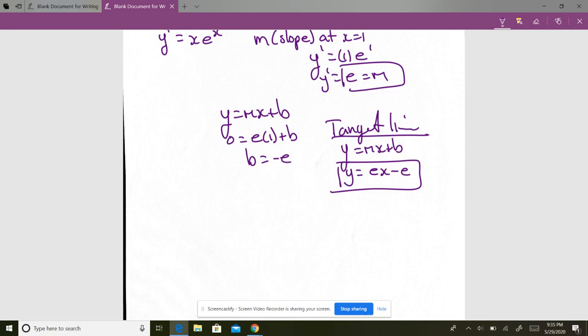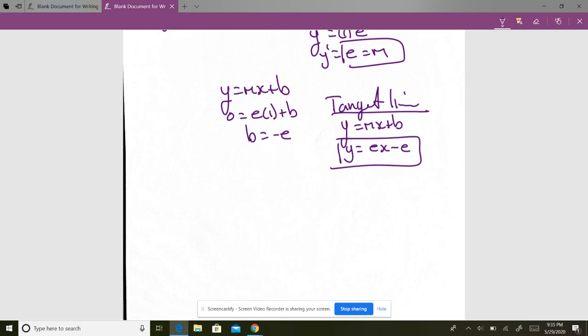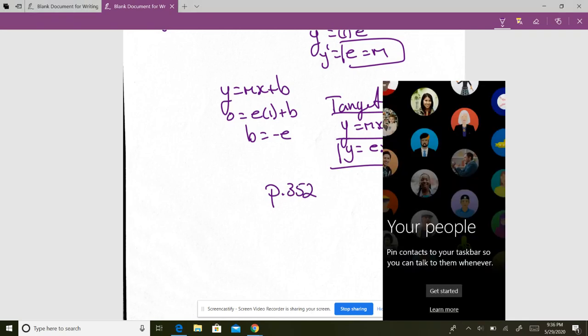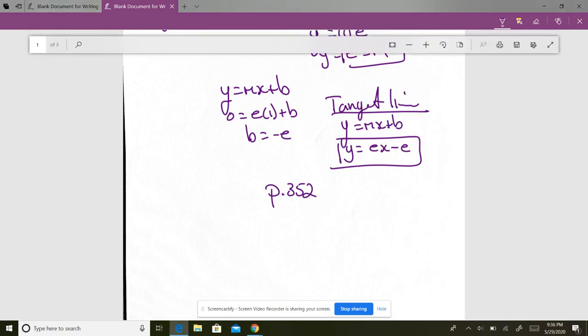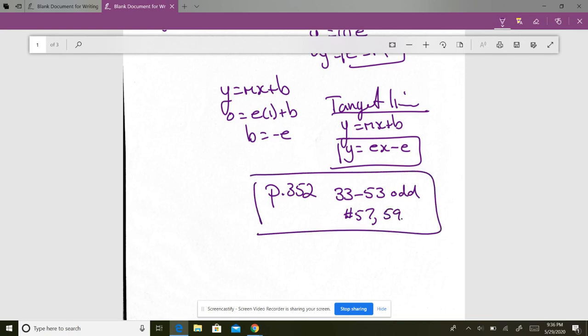Anyway, hopefully this wasn't too bad. E to the x isn't too bad, finding the derivative. Excuse me. I would implore you to do questions on page 352, numbers 33 to 53 odd, and numbers 57 and 59. Those are the tangent line problem ones. All right. Good luck. Email me if you have any questions.